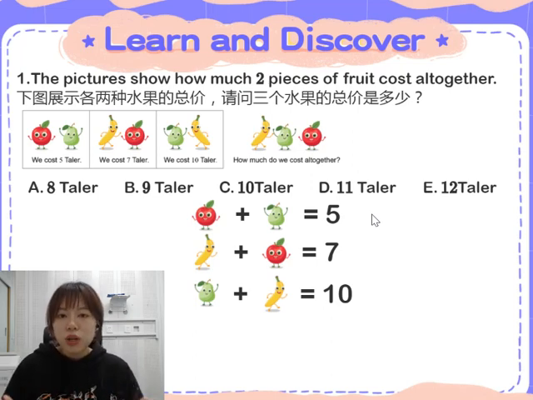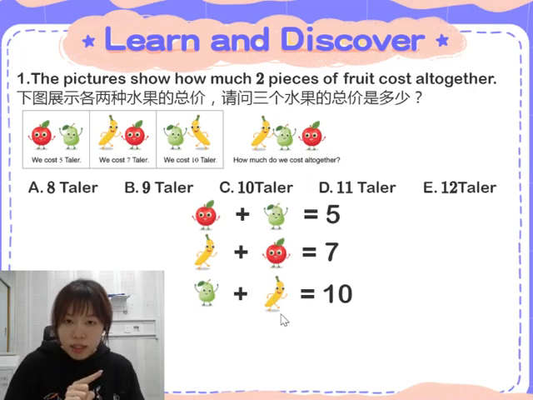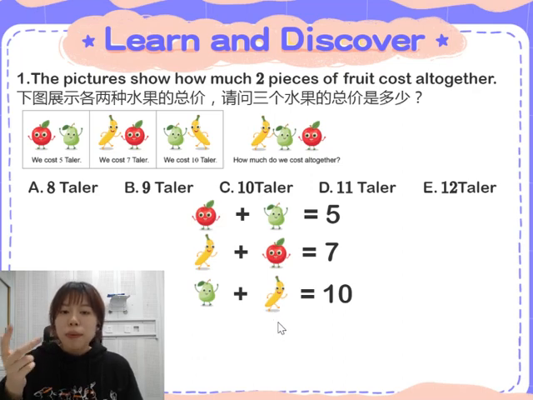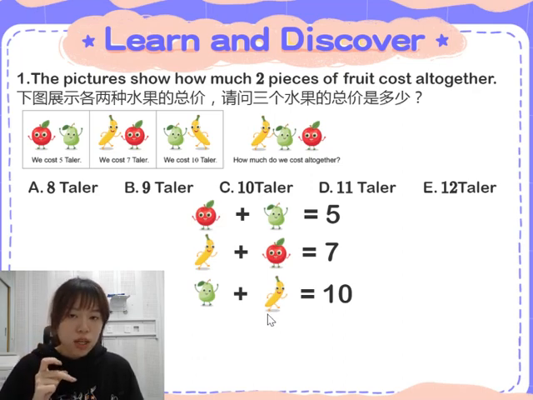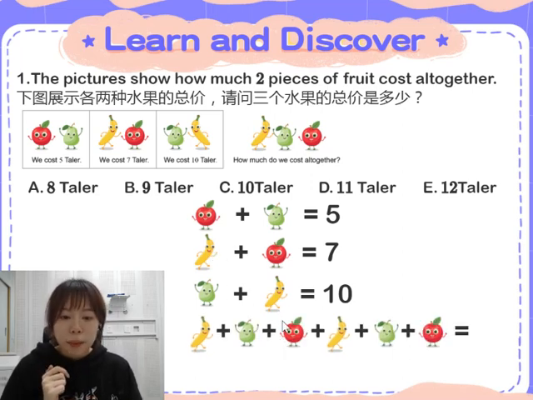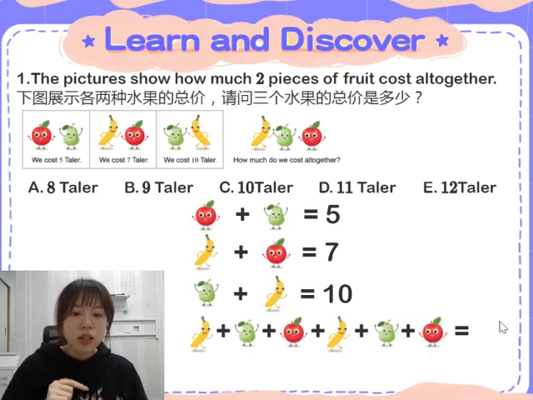And here I want to share with you maybe an easier way. So let's observe these 3 workings. Have you found something? Yeah, there are 2 apples at the left side of these 3 equal signs. 2 apples, 2 pears, 2 bananas. So think about, can I just plus these 3 equations together so that I gonna know for 2 apples, 2 bananas, 2 pears equals, yeah, 5 plus 7 plus 10, so it's 22.